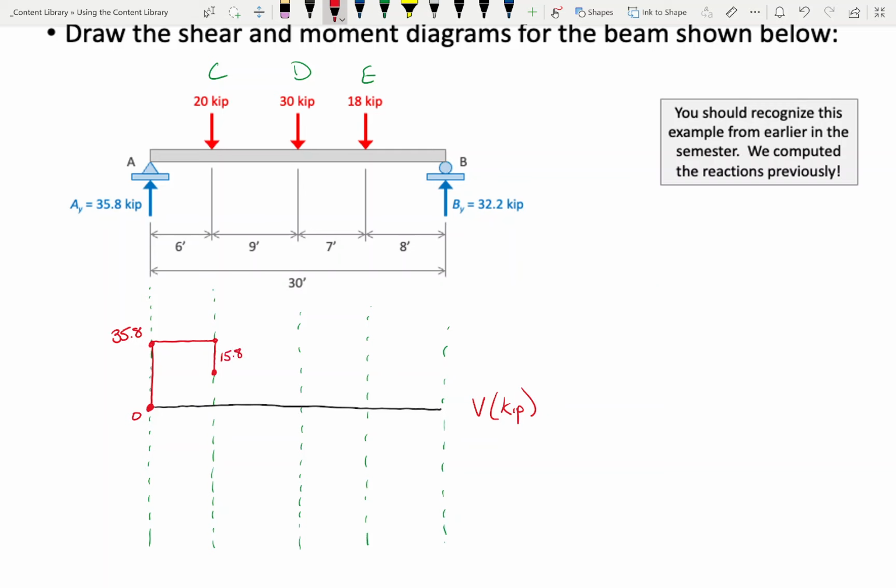Okay? Between C and D, how much load? None. No slope. So now, what did the beam tell me to do? Go down 30. So if I'm at 15.8 and I go down 30, what does that put me at? Negative 14.2.